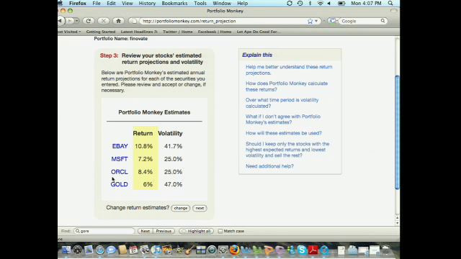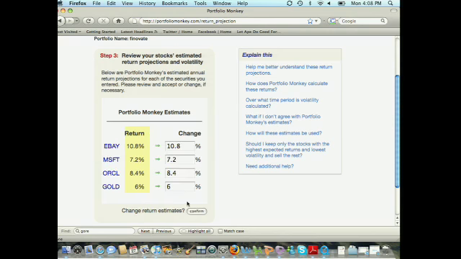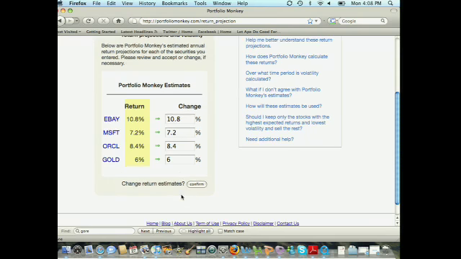Now, as the user, you have the ability to adjust these estimates if you have stronger views about what they should return. For example, if I think gold is going to return more than 6% over a long term, I could change that. Assuming I don't for now, let's just go with these estimates.